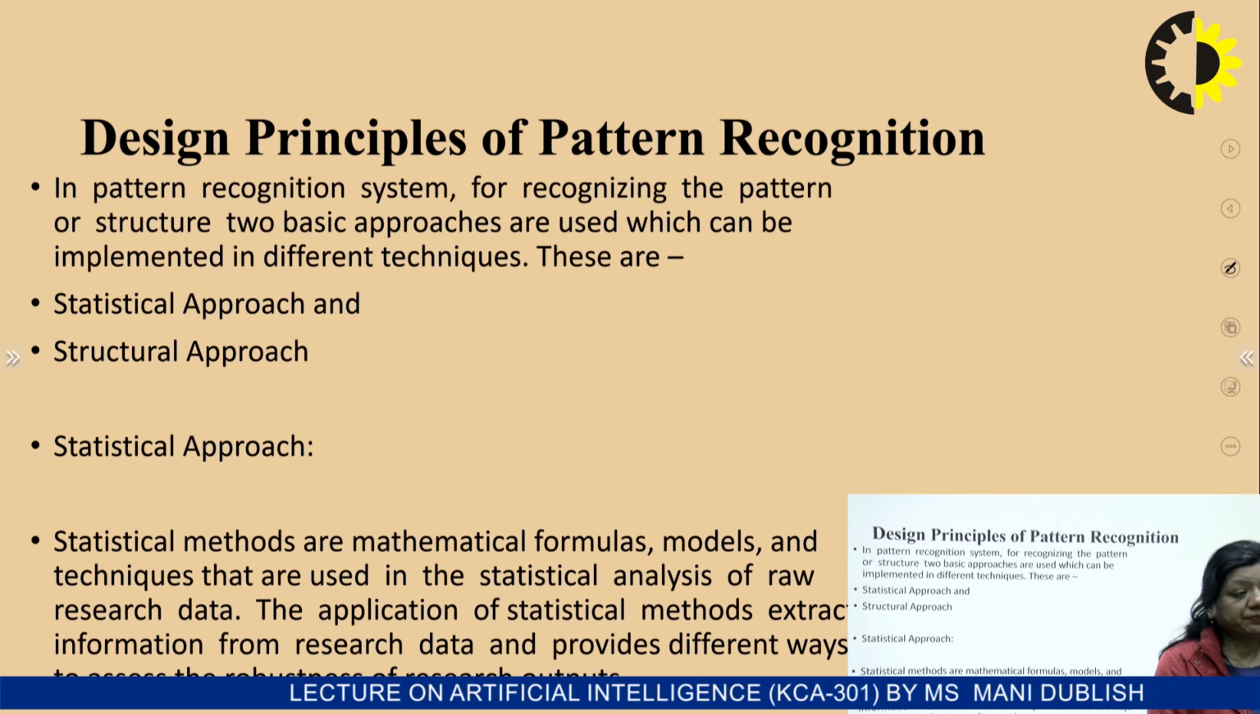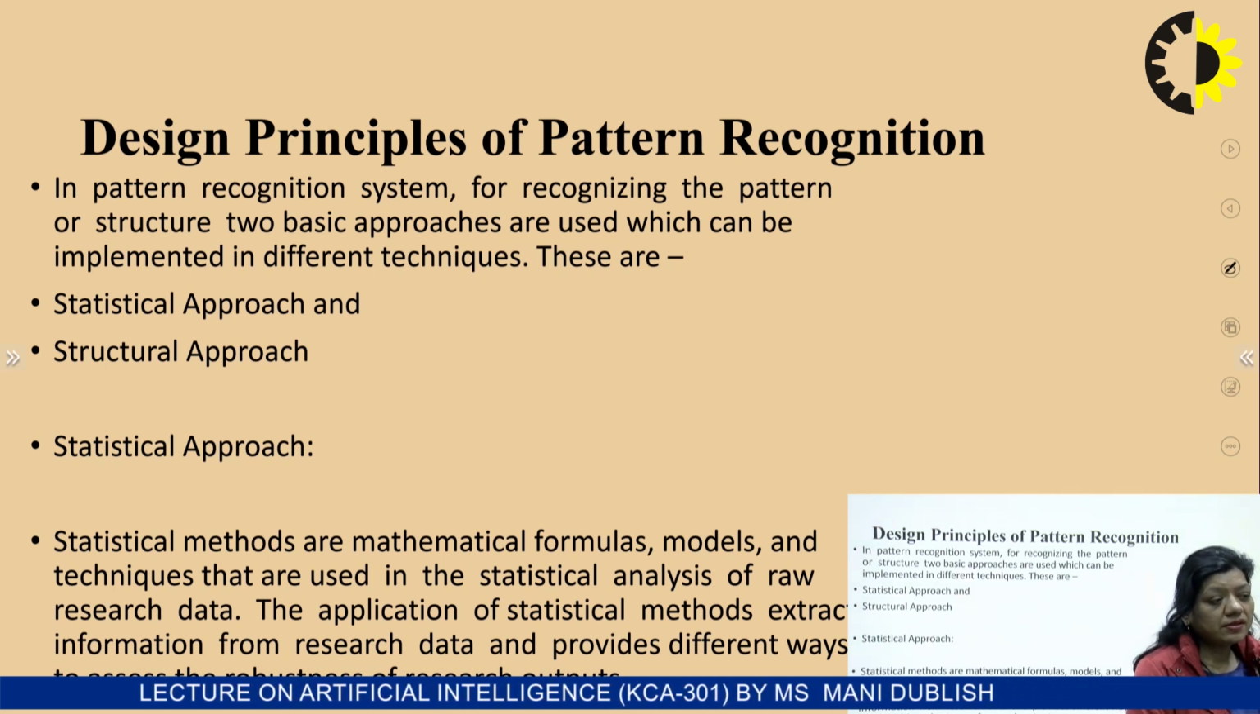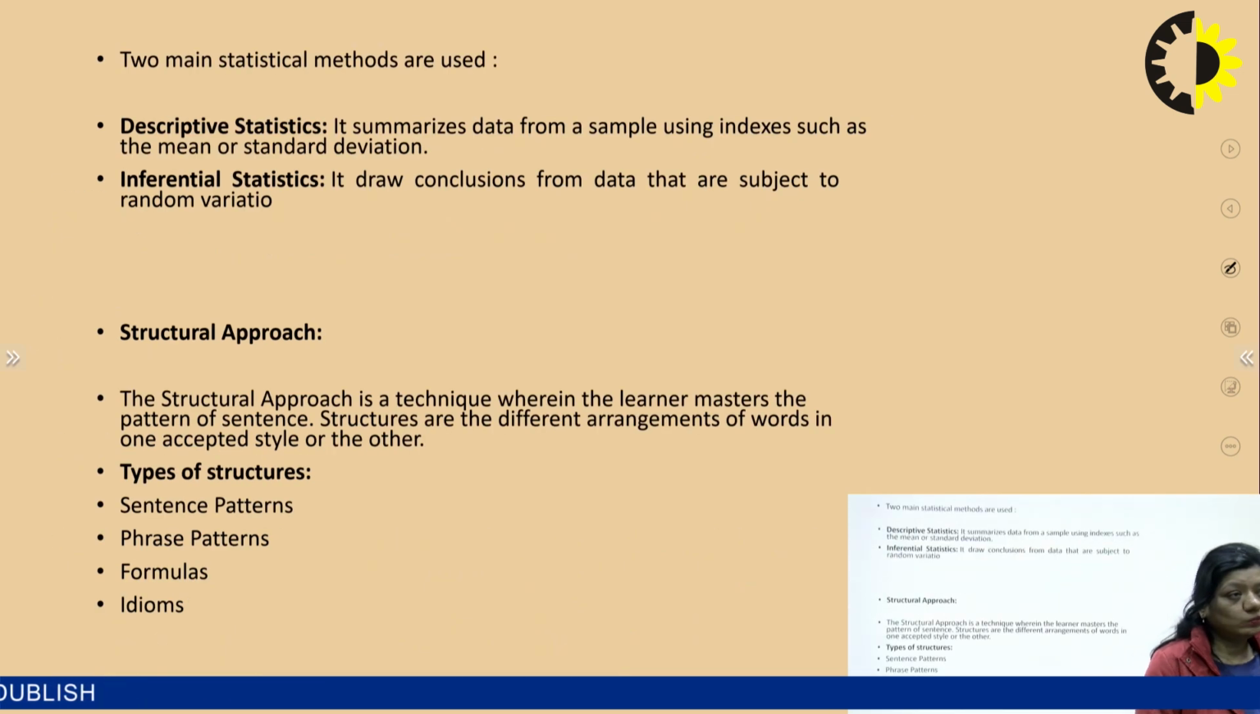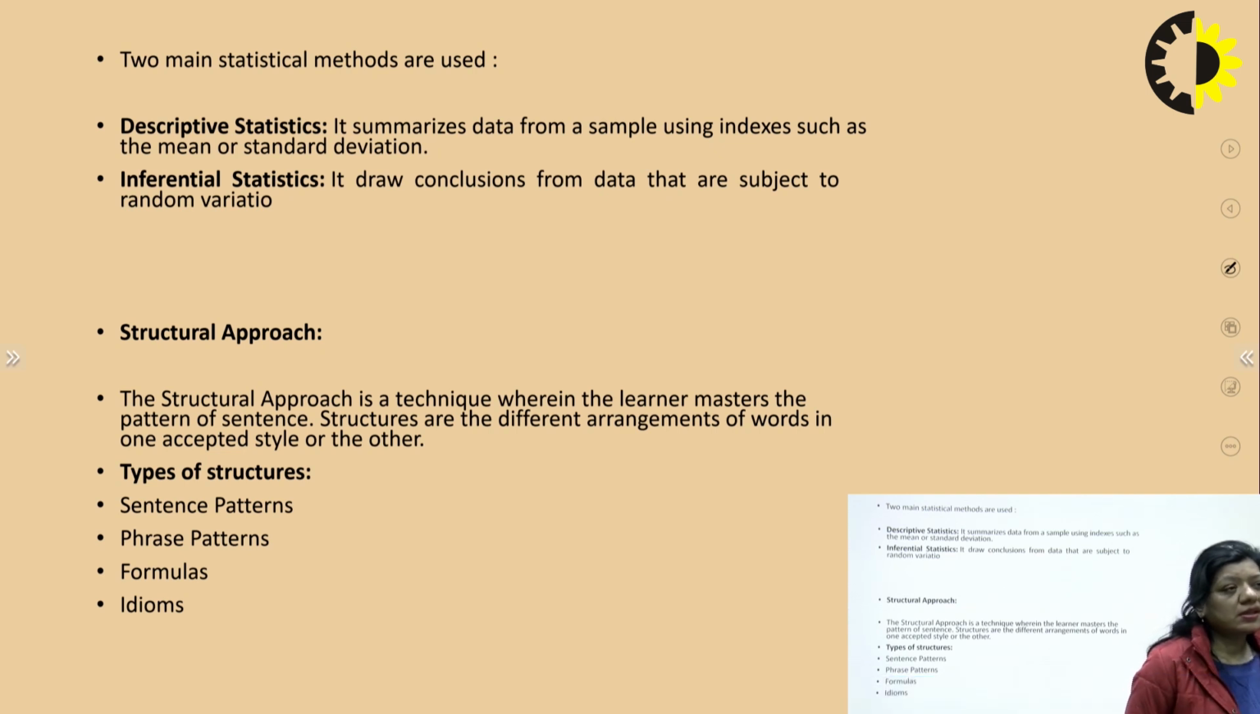Statistical approach means we have some statistical methods and mathematical formulas, models and techniques that are used in the statistical analysis of raw research data, and the application of statistical method extracts information from research data and provides different ways to assess the robustness of research output. Two main research statistical methods are used. First one is descriptive statistics and second one is inferential statistics. Descriptive statistics basically summarize data from a sample using indexes such as the mean or standard deviation, and inferential statistics draw conclusions from the data subject to random variation.